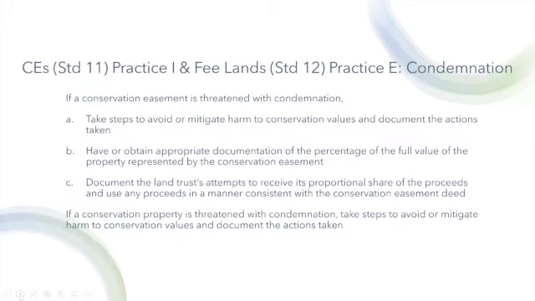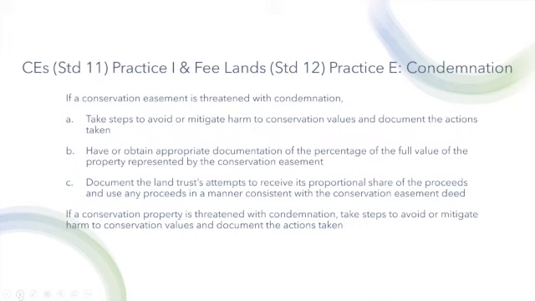All right, standard 11 practice I and standard 12 practice E both deal with condemnation. I think that condemnation is a pretty rare occurrence today. I don't myself have any personal experience with a conservation property that was condemned. But I do think that it may become more common in the future as pressures for land use increase.